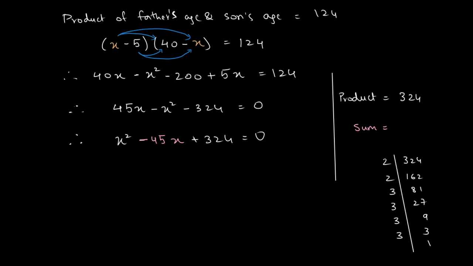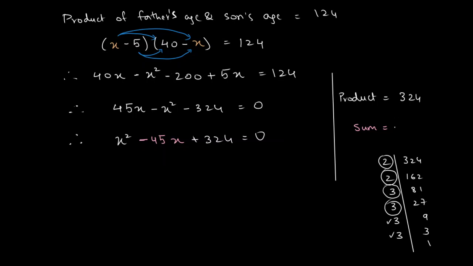So what if I consider the factors as 2? 2 into 2 is 4. 4 into 3 is 12. 12 into 3 is 36. So suppose I group these terms, and 3 into 3 is 9. 36 plus 9 is 45, and 36 into 9 is 324.